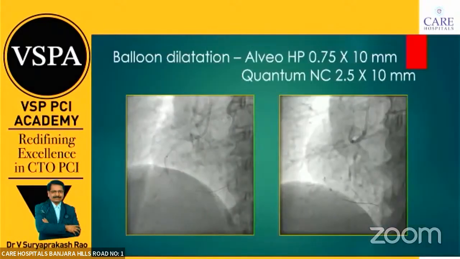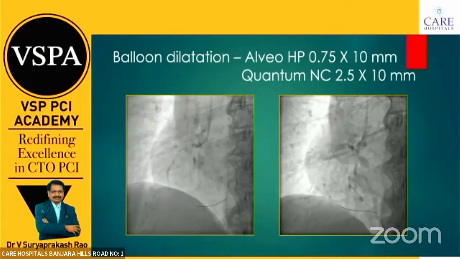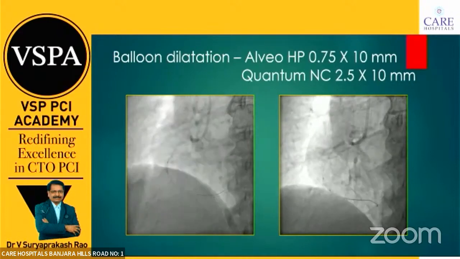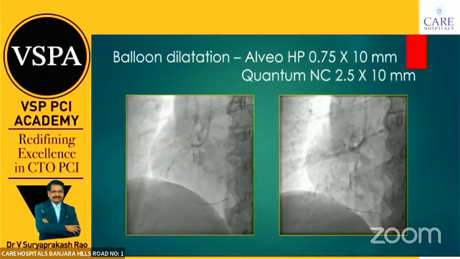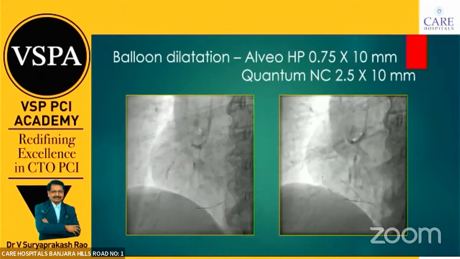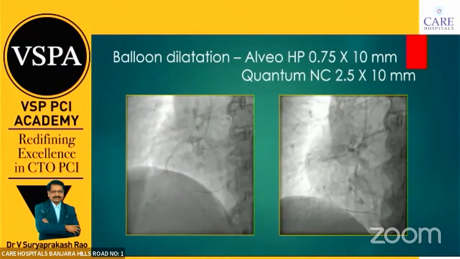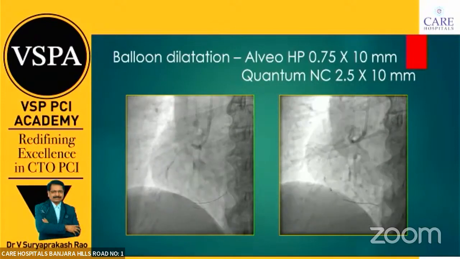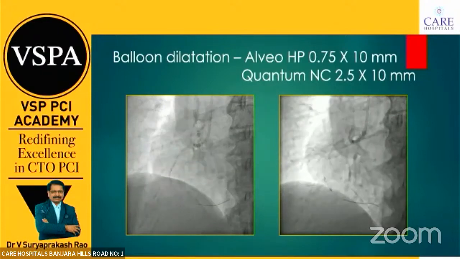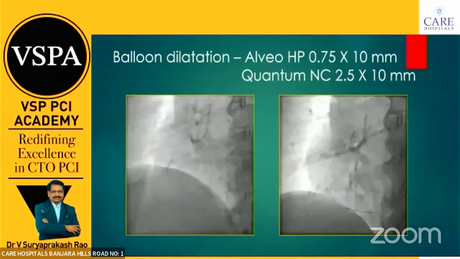With this microcatheter across, we used an Alveo HP balloon. We should have low profile balloons like the Alveo HP. I find it very good for a CTO. For a non-CTO lesion, I use a Maverick 2. Even though it is a very old generation balloon, the crossing profile is very good and I have a very high success rate. Even with a 1.5, I will be able to cross many lesions. But for challenging lesions like this, I take an HP because it is a high pressure balloon and a CTO balloon. So we go up to 20-22 atmospheres with a 0.75 and then go with a 2.5.